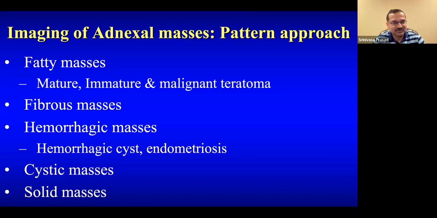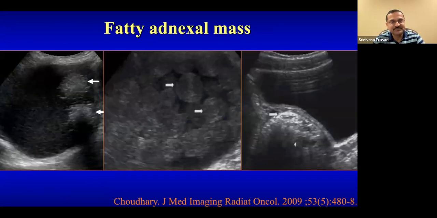And what I refer to as the bloody masses, where you could potentially have either a hemorrhagic cyst or endometriosis-associated cancers that appear as hemorrhagic masses, particularly on ultrasound and MRI. And as usual, cystic masses, most ovarian cancers manifest as multilocular complex cystic masses with soft tissue components. And some of the so-called sex-cord stromal tumors typically manifest as predominantly solid masses.